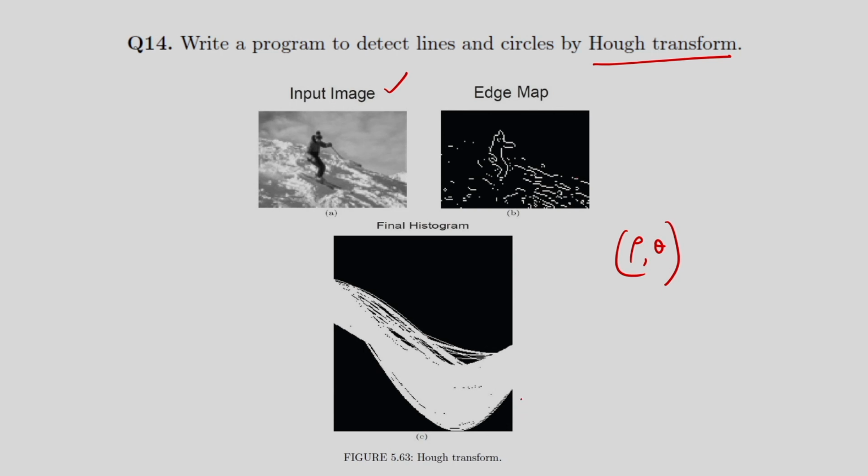You can see this is the parametric space. I can show the outputs in the parametric space, and based on this voting I can detect the lines and I can detect the circles. This is question number 14.